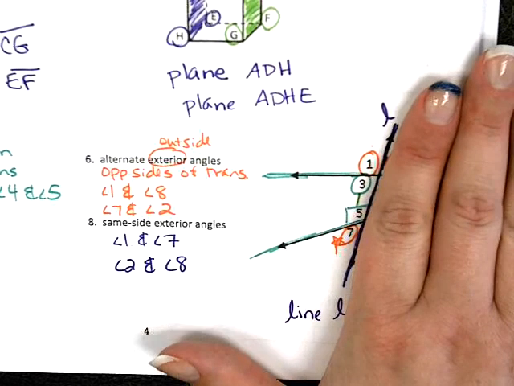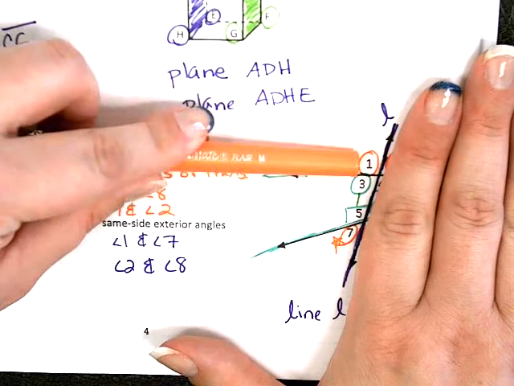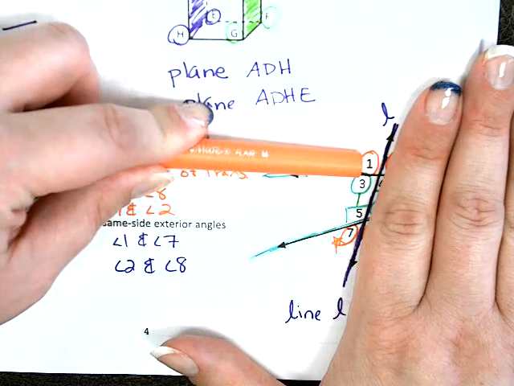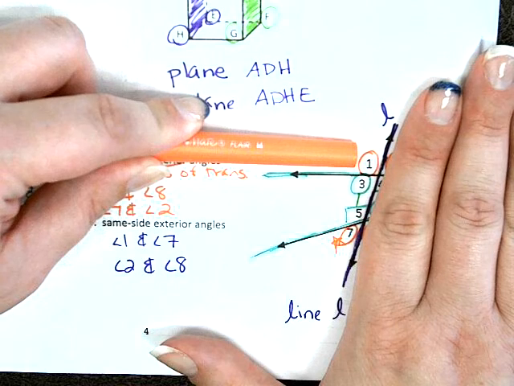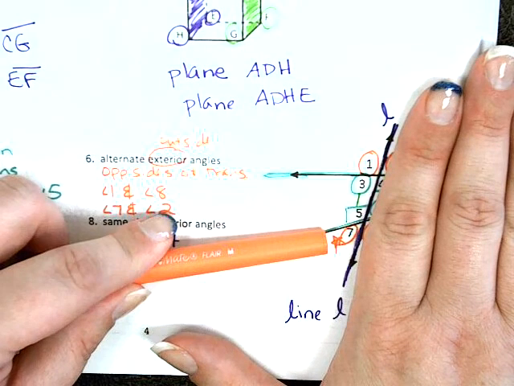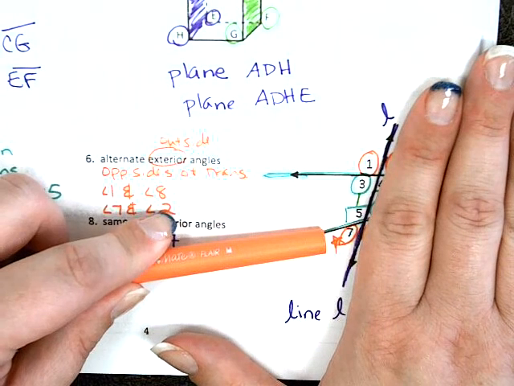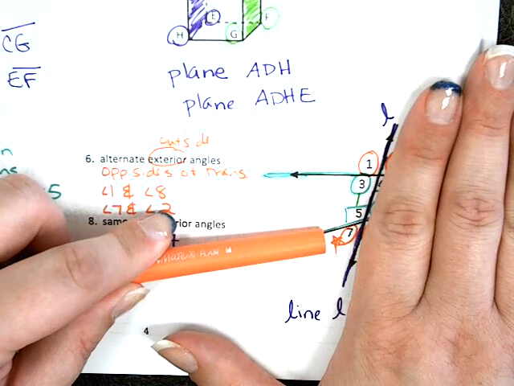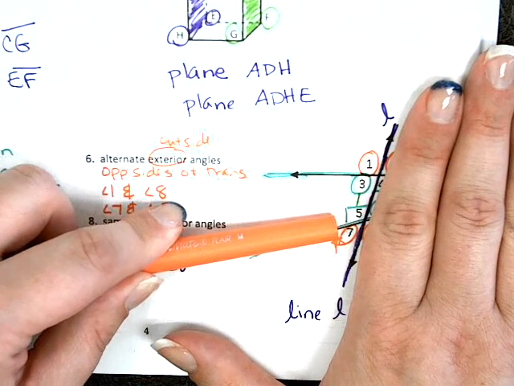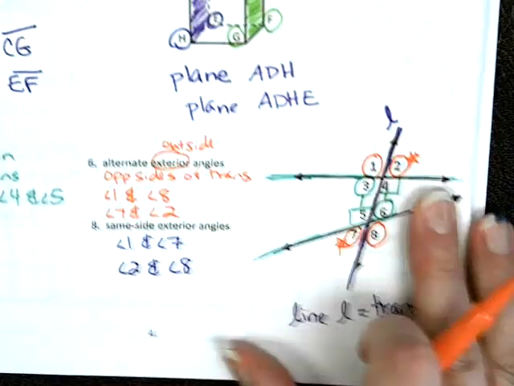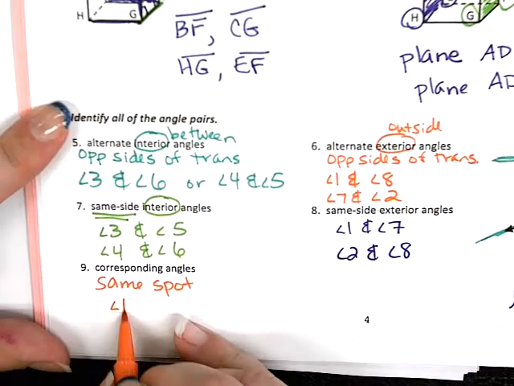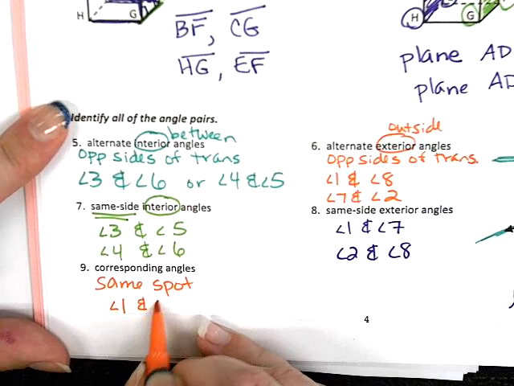If I wanted to know which angle is corresponding to angle 1, well, I'm on the left side of my transversal and I'm on top of my blue line. So when I go down to this blue line, I want to know which one is on the left side of my transversal and on top of the blue line. So that one would be angle 5. So one set of corresponding angles would be angle 1 and angle 5.